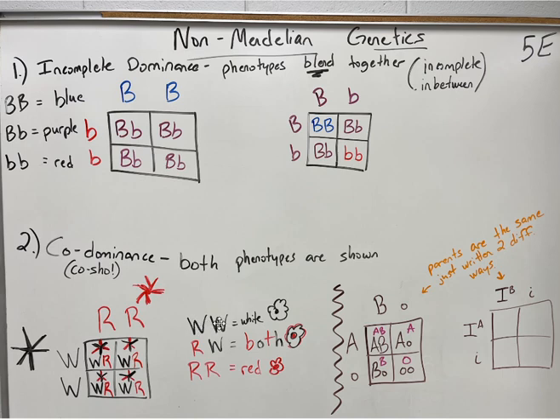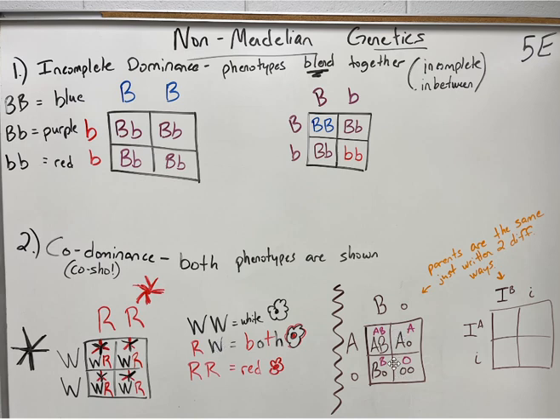Homozygous dominant W's is going to be white. Homozygous dominant R is going to be red. And then if there's a mixture, it's going to be both. It's going to be a flower that has a little bit of red and a little bit of white.